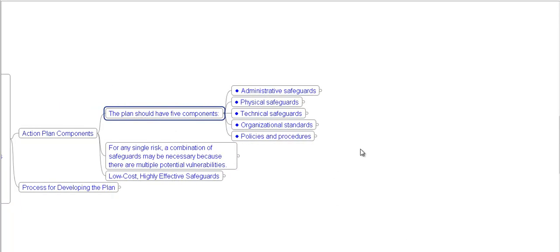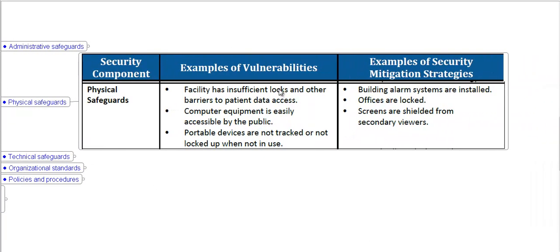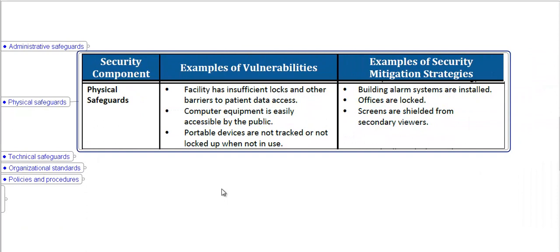Physical safeguards. Security component: physical safeguards. Examples of vulnerabilities: the facility has insufficient locks and other barriers to patient data access, computer equipment is easily accessible by the public, and portable devices are not tracked or not locked up when not in use. Examples of security mitigation strategies: building alarm systems are installed, offices are locked, and screens are shielded from secondary viewers.